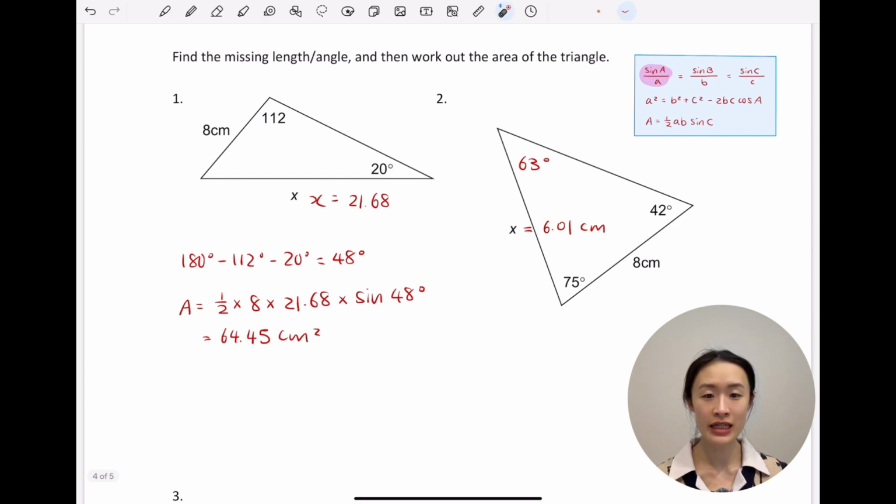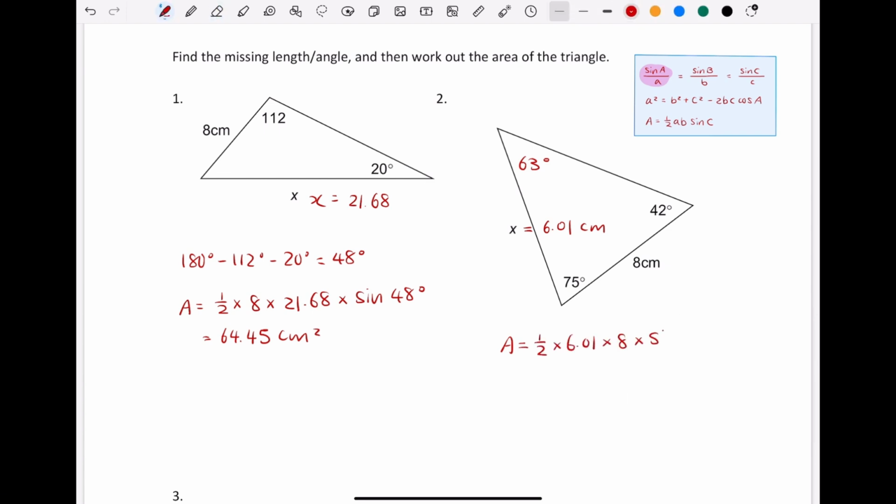Okay, now moving on to the next one, I'm gonna check each angle and see if we have enough information to work it out. Now, as we can see, we can only use 75-degree angle because we have the length of each side. So the area of this triangle is going to be a half times 6.01 times 8 times sine 75. We can find out that the area is 23.22 centimeters squared.